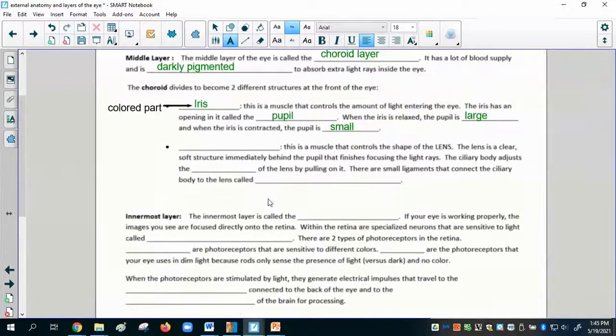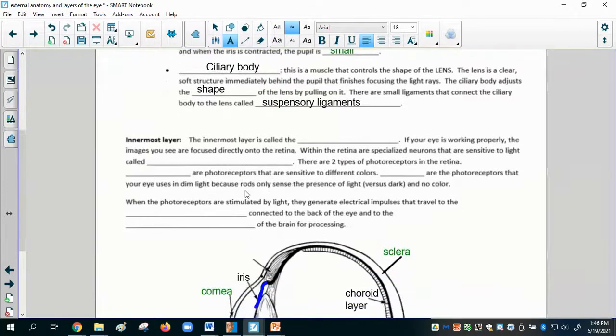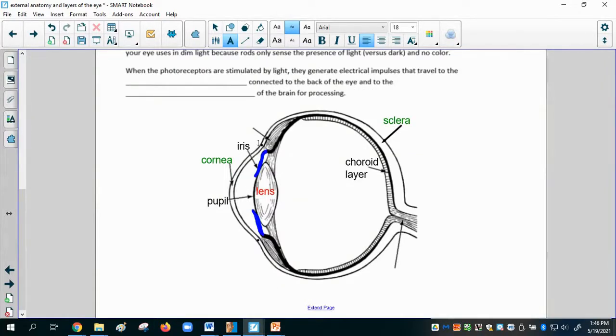So that muscle is known as the ciliary body. The ciliary body adjusts the shape of the lens by pulling on it. And it's actually attached with these really small ligaments to the lens, and those ligaments are called suspensory ligaments. So in our diagram, we can add a couple more labels. That muscle is the ciliary body.